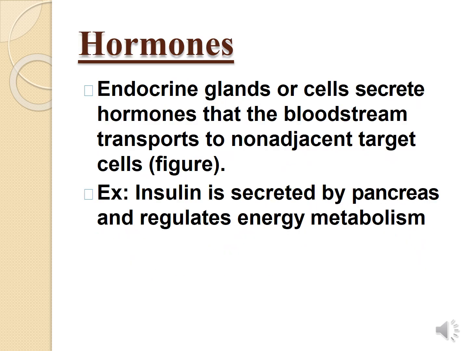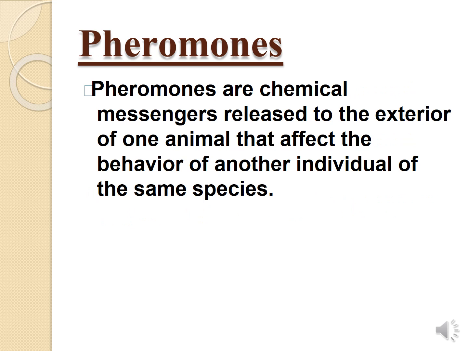Hormones. Endocrine glands or cells secrete hormones into the bloodstream, which transports them to the non-adjacent target cells. For example, insulin is secreted by the pancreas and it regulates the energy metabolism. Pheromones. Pheromones are chemical messengers released to the exterior of one animal that affect the behavior of another individual of the same species.